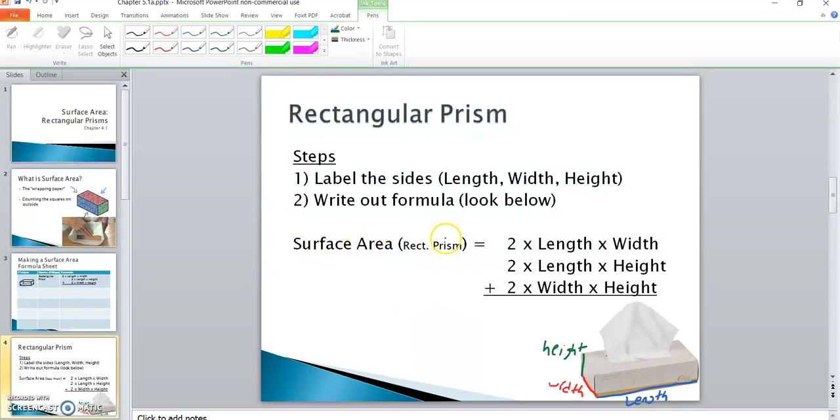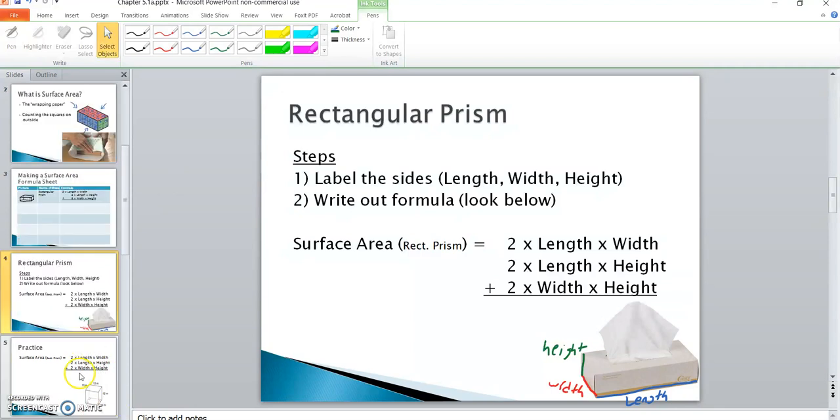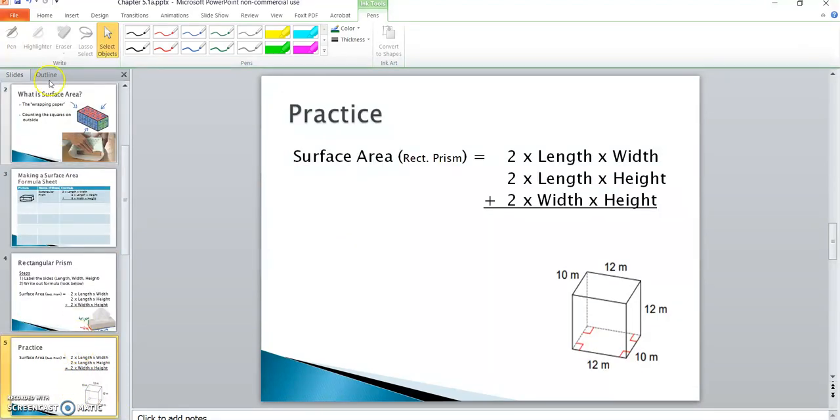And so, as you've written down already, the surface area for a rectangular prism is 2 times the length times the width, 2 times the length times the height, 2 times the width times the height, and then we add them all up. So let's look at an example.